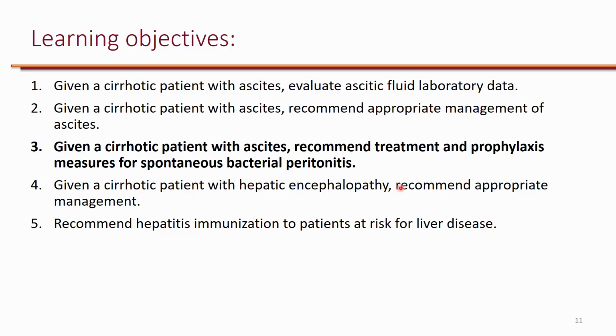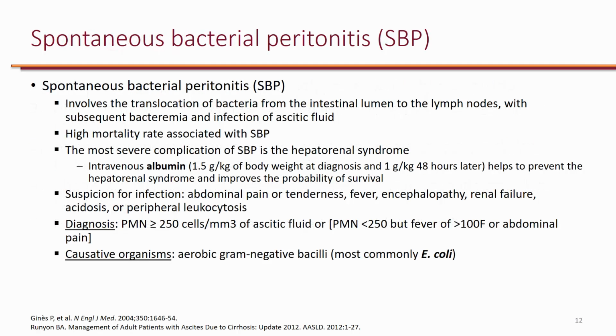The next learning objective is, given a cirrhotic patient with ascites, recommend treatment and prophylaxis measures for spontaneous bacterial peritonitis, or SBP. Another thing that can happen with patients with ascites is something referred to as spontaneous bacterial peritonitis, or SBP. SBP involves translocation of bacteria from the intestine to lymph nodes with subsequent bacteremia and infection of ascitic fluid. Unfortunately, SBP has a high mortality rate. The most severe complication of SBP is the hepatorenal syndrome.